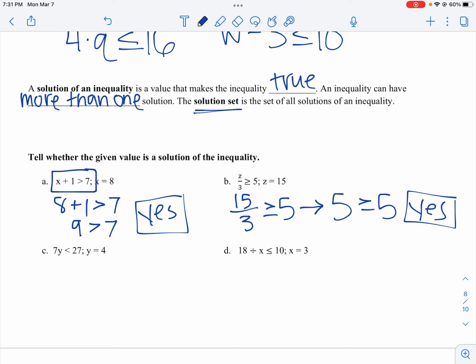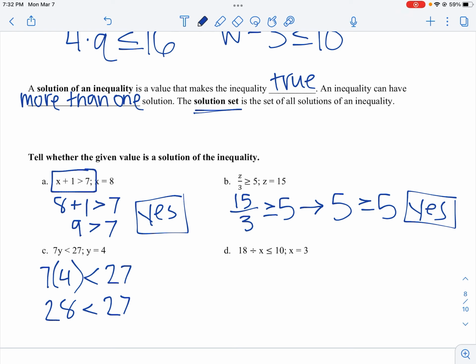Next, we have 7y is less than 27, and y equals 4. So plug your 4 in for y, and we'll have 7 times 4. Notice how it's not 74. That's multiplication. So we have 7 times 4 is less than 27. Hopefully you all know what 7 times 4 is. It is 28. So we get 28 is less than 27.